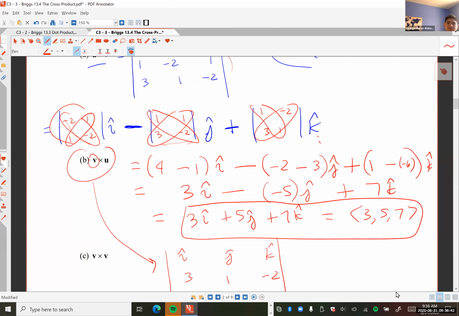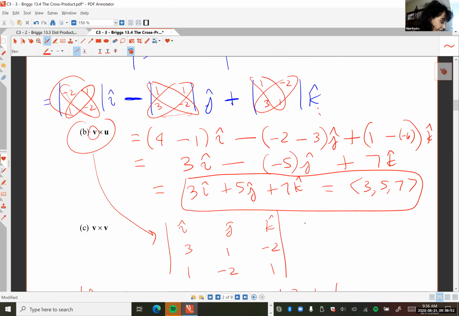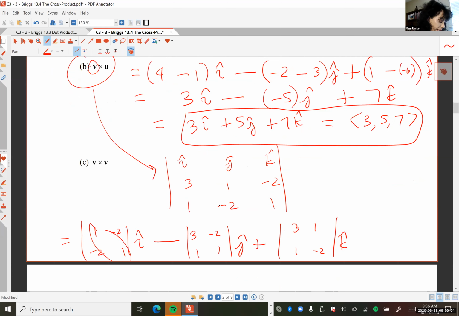Thank you. That's exactly right, and that's important to know. So u cross v is basically the opposite of v cross u. That's the point I wanted to make with letter B.